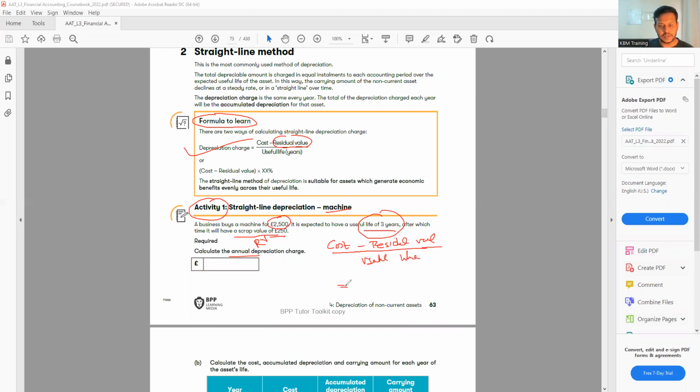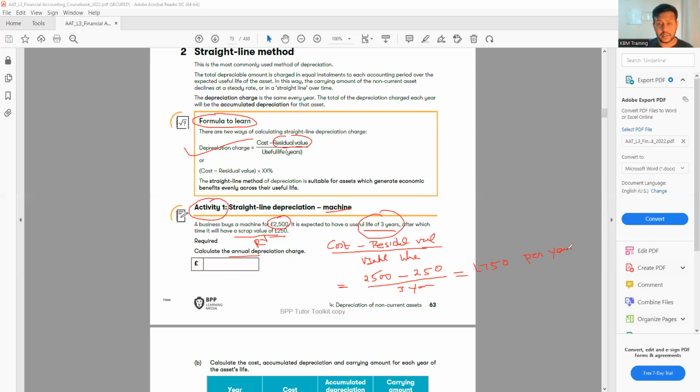The cost we have here is 2,500. And the residual value is 250. And the useful life, we can say 3 years. So if we do that, the result will be 750 per year. That means the depreciation is 750 per year.